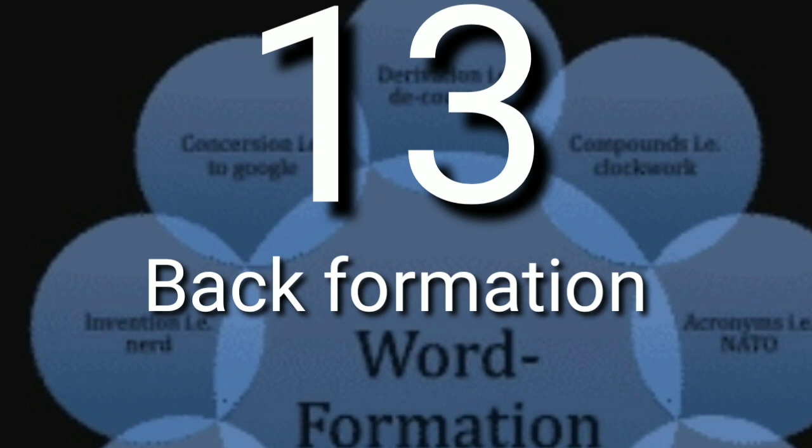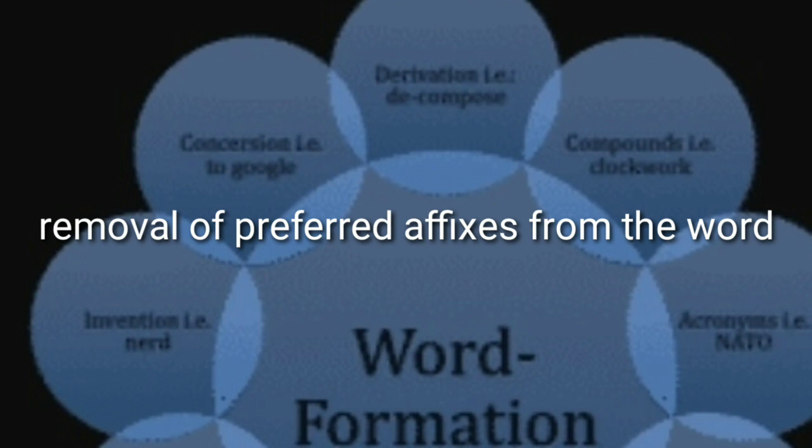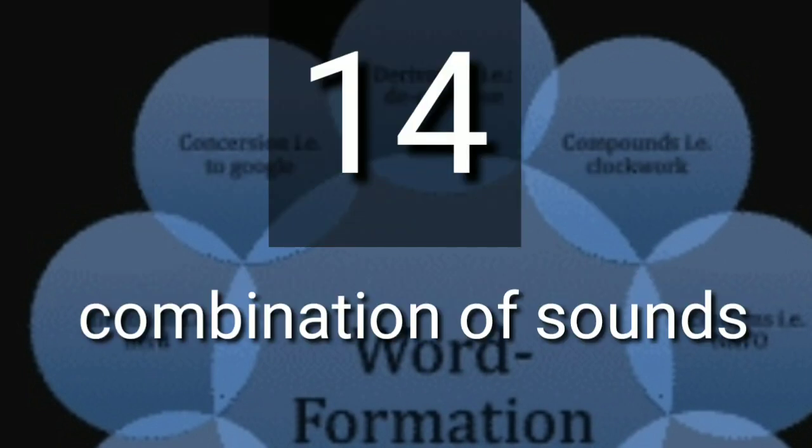And 13th process is back formation. It is a reverse of affixation. In this process, new words are formed by removing the supposed suffixes from already existing words. For example, greedy, that's originally greedy, but now it is greed. Gloomy, that's now gloom.